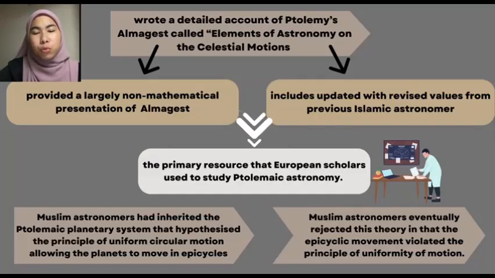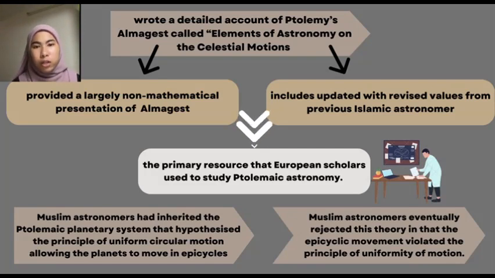The third scholar we are going to discuss is Al-Farghani. His notable work is that he wrote the detail on Ptolemy's Almagest, called Elements of Astronomy on the Celestial Motions. This book provided a large non-mathematical presentation of the Almagest, which is the book written by Ptolemy, and also included updated and revised values from previous Islamic astronomers, making it more detailed compared to the studies made by previous scholars.